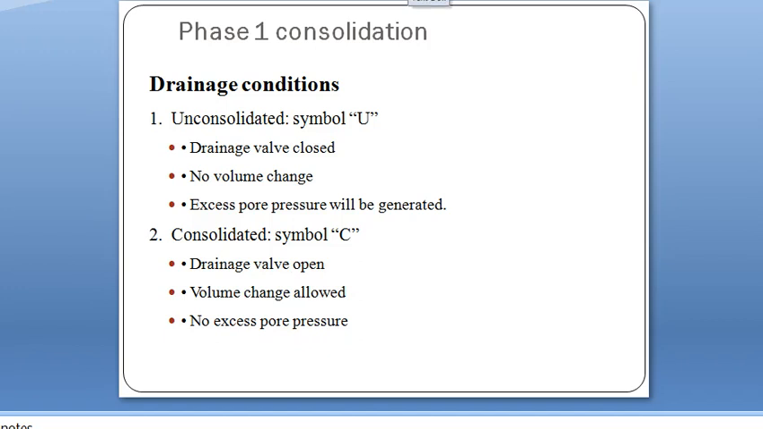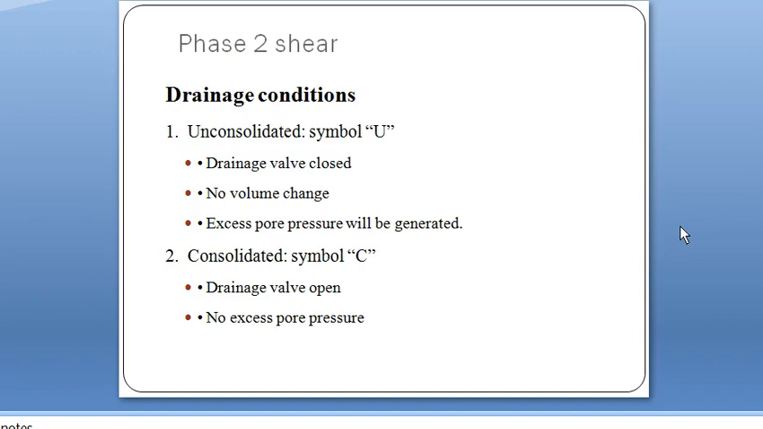So the first stage can be conducted as an unconsolidated or consolidated condition, because if we allow drainage, it will be the consolidated stage, and if we block the drainage, it will be unconsolidated, as we discussed in the first lecture. And the second stage is the shear stage, and the shear stage can also be conducted as unconsolidated or consolidated. If it is unconsolidated, the drainage valve will be closed, and if it is consolidated, the drainage valve will be open.